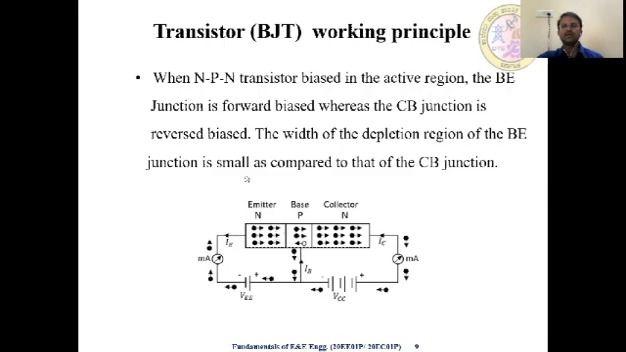So when biased in the active region, usually the first junction, that is the base-emitter junction, will be forward biased and the collector-base junction is reverse biased. So the width of the depletion region of the base-emitter junction will be very small as compared to that of a collector-base junction.